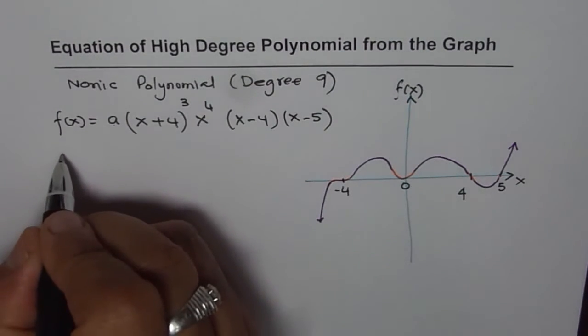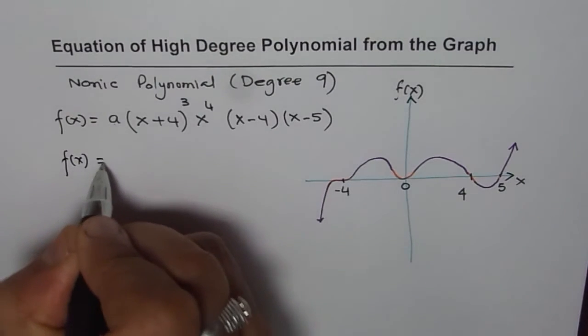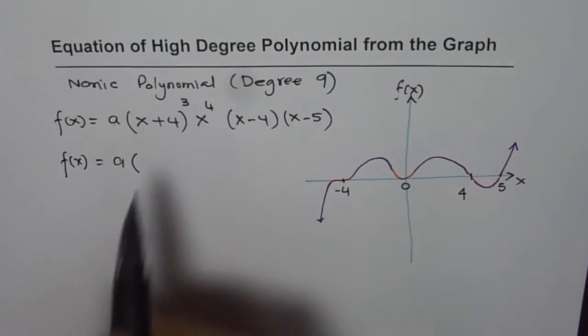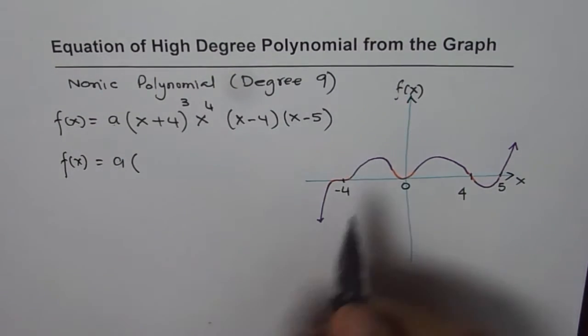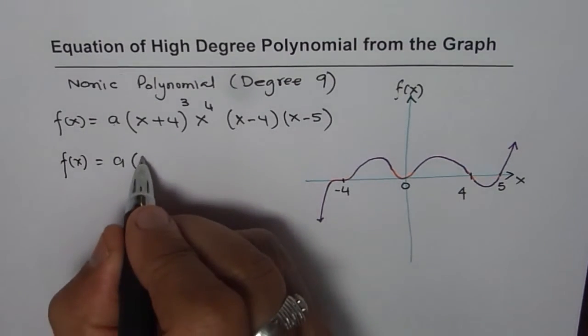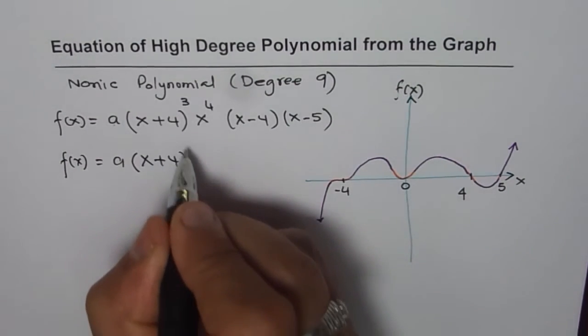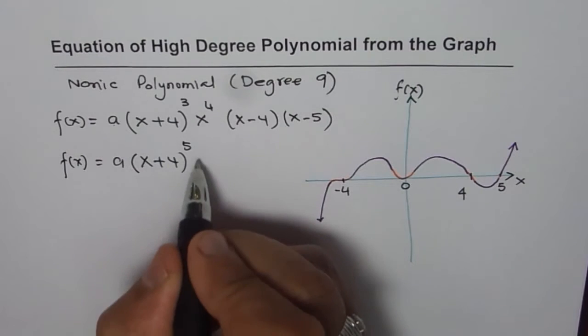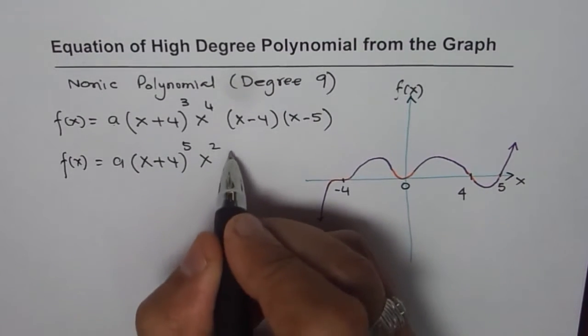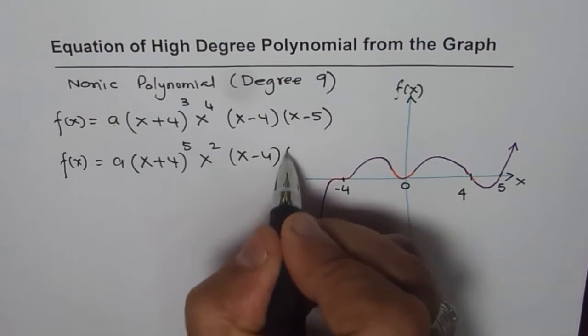As we discussed, we could also write an equation f of x equals a times. We could consider this to be of degree 5. It's flat enough, right? So we could write this as x plus 4 to the power of 5. In that case, we'll keep this as a square. And then we have these two factors.